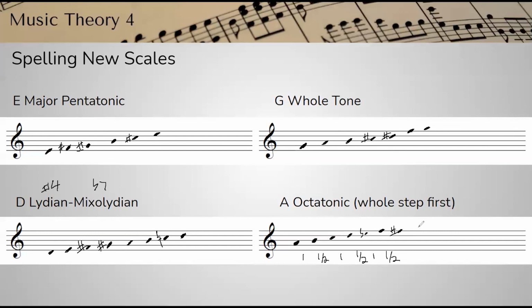Follow that by a whole step, G sharp, and then follow that by a half step. And if you don't end up on the right note that you started on, you did something wrong, but I did it right for once here. So there's our A octatonic scale.